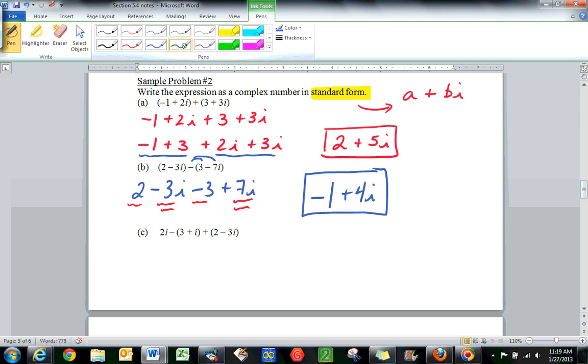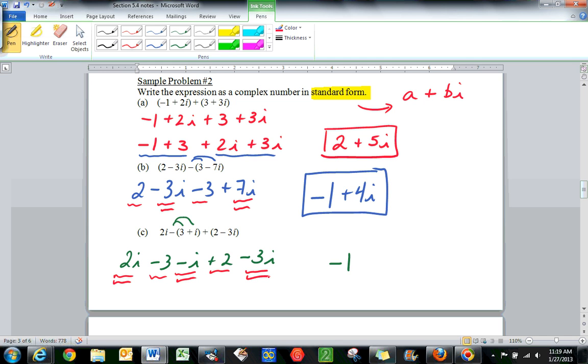And then finally we have our last one here that just has a couple additional operations in it. So first we have to distribute this negative, so we can take 2i and then negative 3 minus i plus 2 minus 3i, and then we need to combine like terms. So as I'm looking for my real numbers, negative 3, positive 2, it's going to give me a value of negative 1. And now I have an extra imaginary term in here.